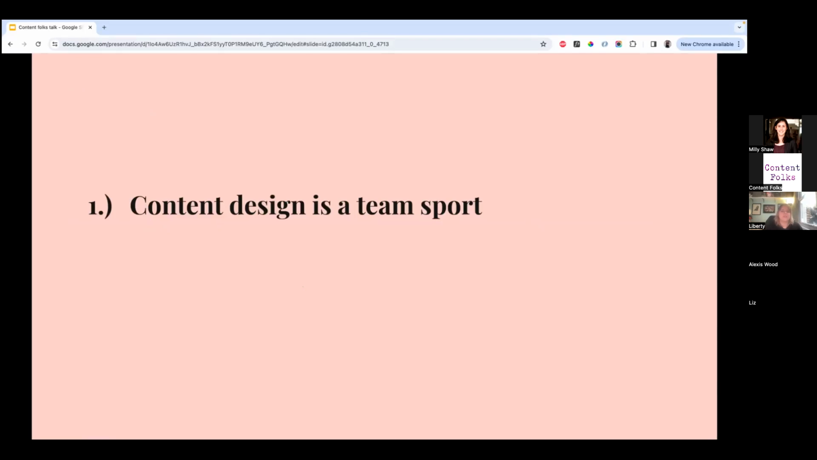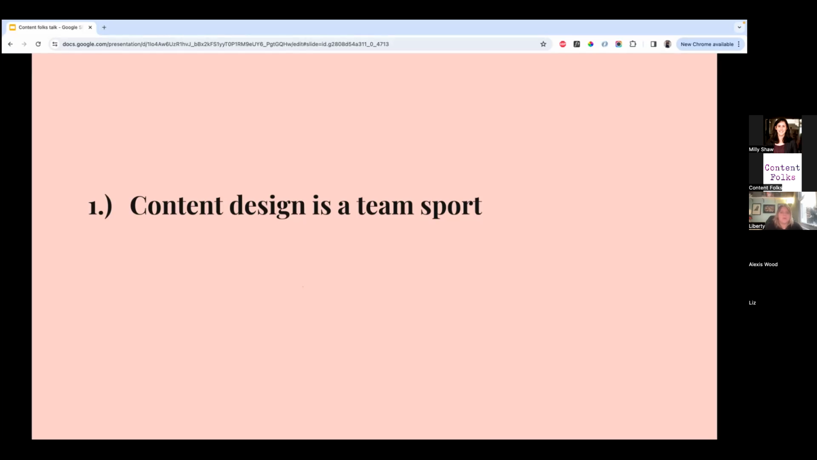So the first one is that content design is a team sport. This is probably a little bit naive of me, but when I rocked up at my first content design job, I understood the interplay between research and content design, although I assumed that I'd be doing a lot of the research myself and it would be desk research, and that didn't end up being the case, which is a good thing.